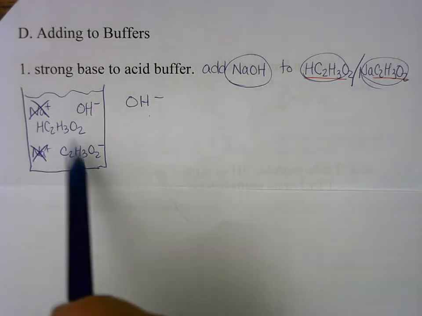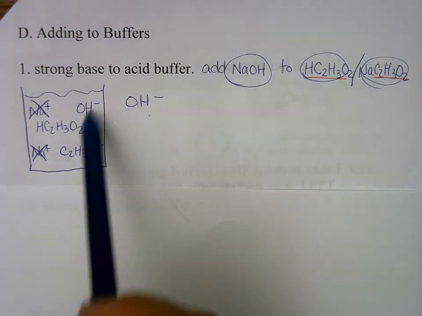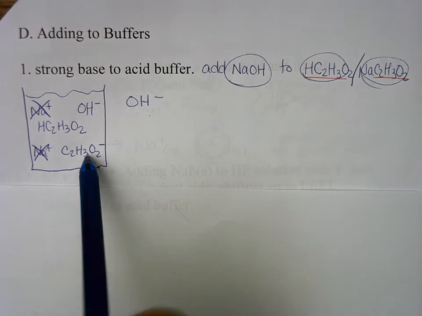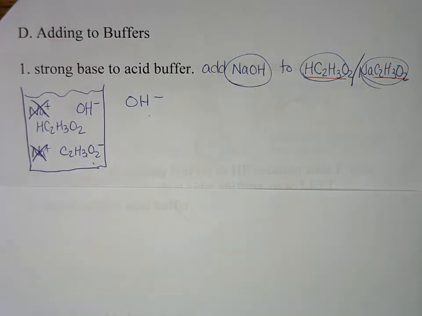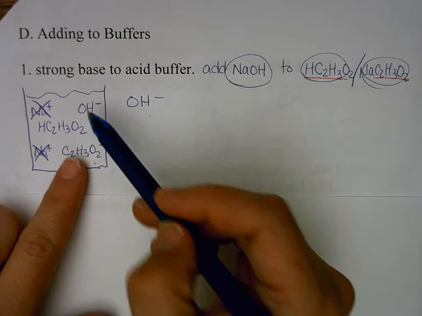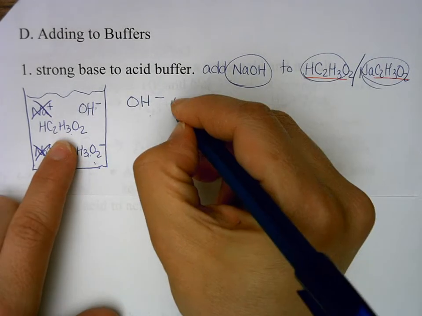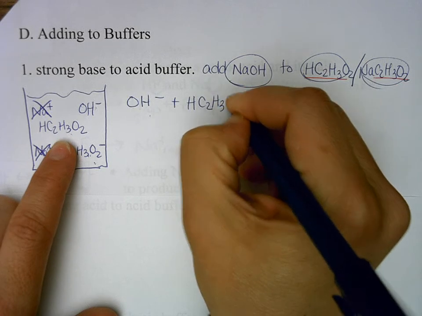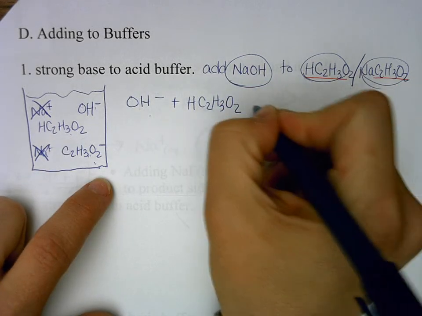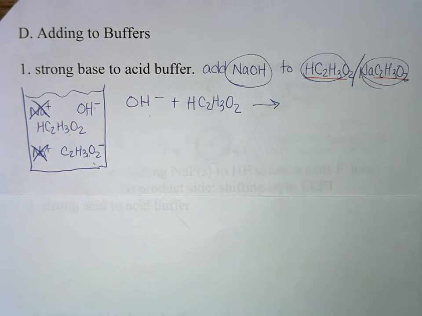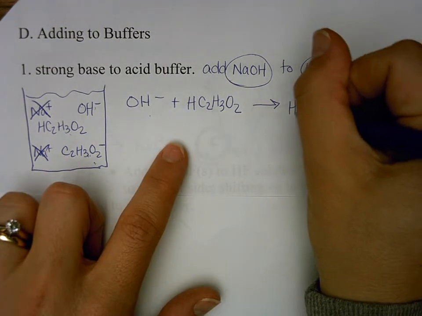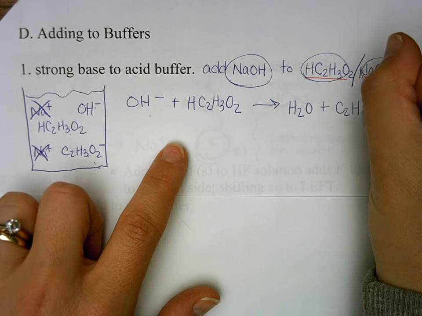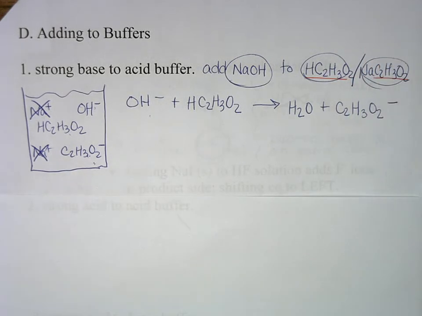Now, can I put 2 negatives on the same side of the reaction, do you think? No, they're not going to go on the same side of the reaction. They're not going to react with each other. They can't do anything. And so it can't react with that, so it has to react with the other thing. So it's going to react with the acetic acid molecules, and it's going to make water and acetate ions.